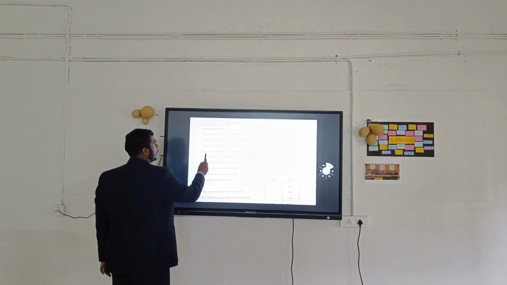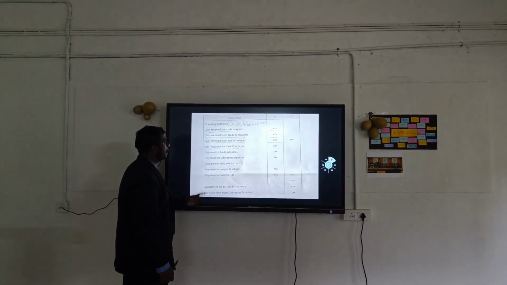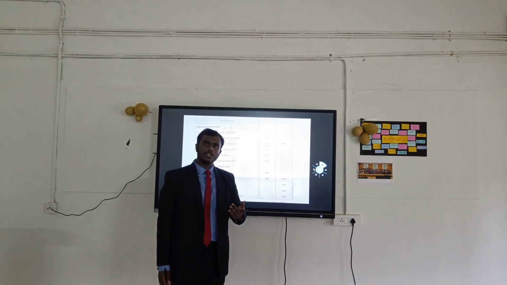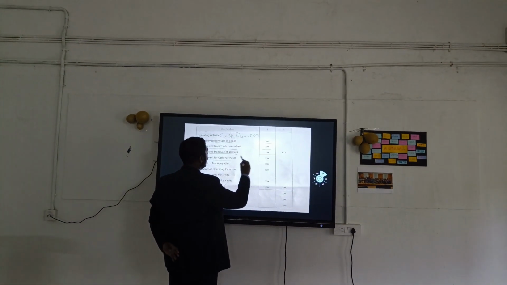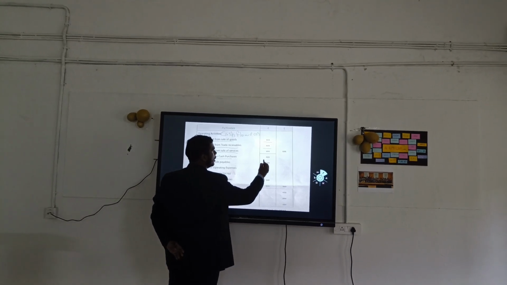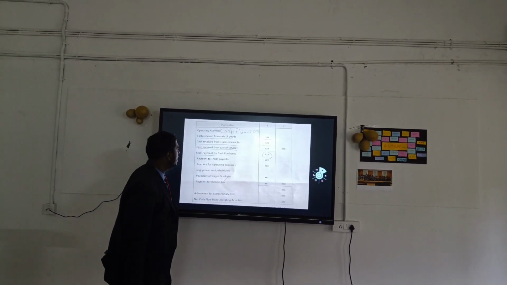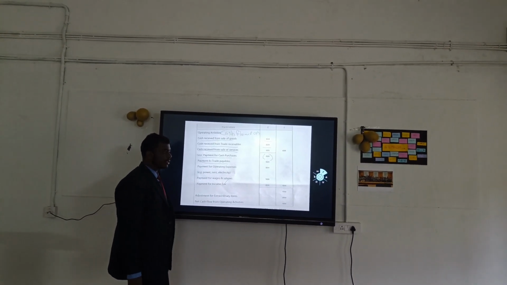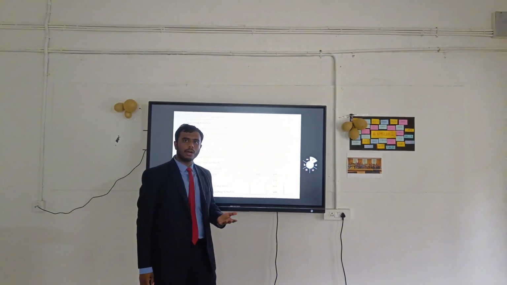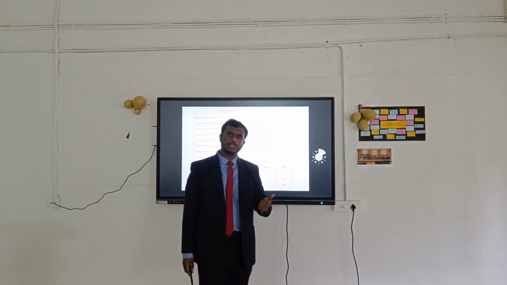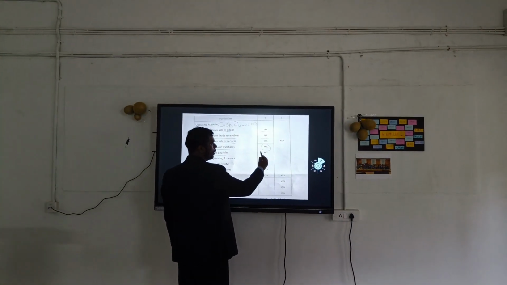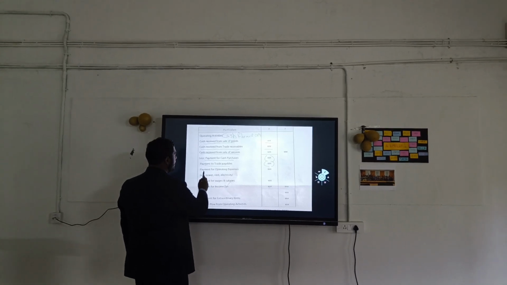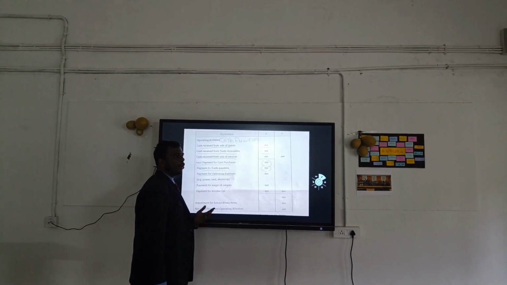Next is payment for cash purchases. Payment for cash purchases means the cash is going outside the business, so we should write the amount in the inner column and it should be deducted. Next is payment to trade payables. We should pay our creditors, so it's an outflow and we should deduct that. Then payment of operating expenses. These are the operating expenses.